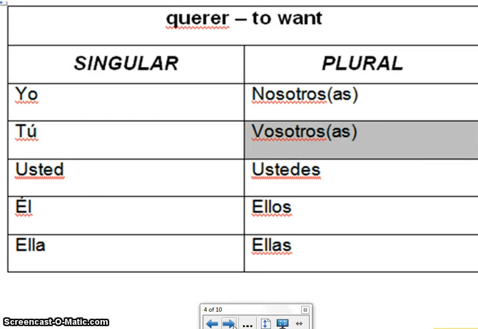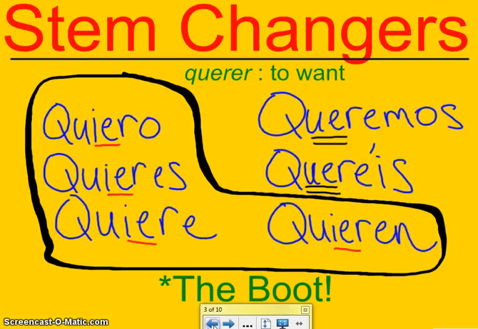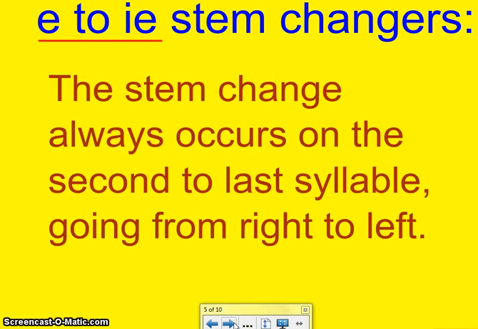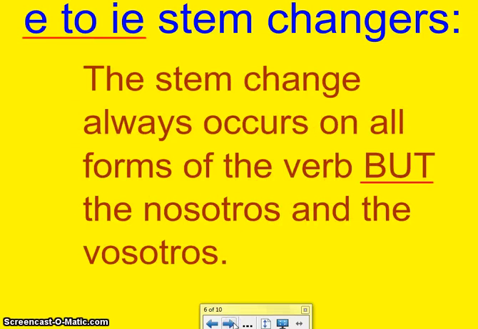This is what your handout looks like. These are the forms of querer. Please use this chart right here to conjugate in all the correct forms. A couple rules about stem changing verbs. The stem change always occurs on the second to last syllable, going from right to left. Also, the stem change always occurs on all forms but the nosotros and vosotros forms.